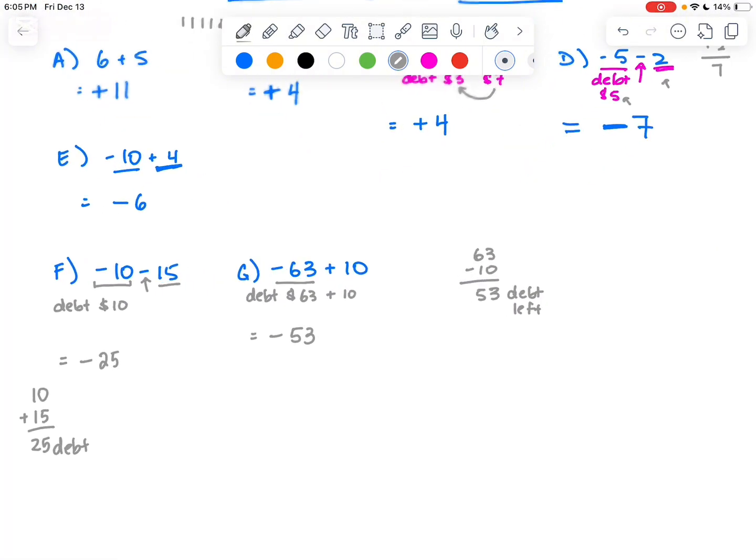Now, eventually, you're not going to have to say this whole story to yourself every time, and it's going to get a lot quicker. I just like this method because, again, if you're ever stuck, you can fall back on this and get the answer right every time.